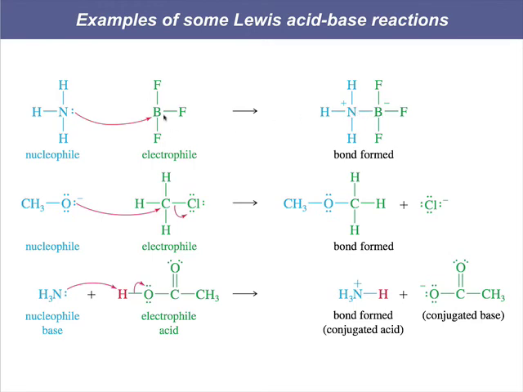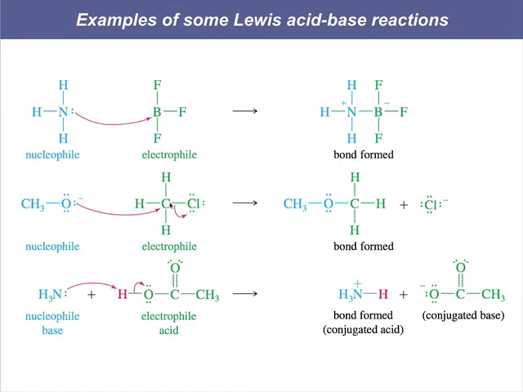How in the world would the nitrogen make a bond to the boron? Boron doesn't have any electrons to play with. It only has 6 electrons with it. So the only source of the electrons that we're going to make a bond with must come from the nitrogen. So nitrogen is going to donate its lone pair to the boron. We make a bond. That means nitrogen, NH3, is the nucleophile, and boron, BF3, is the electrophile.